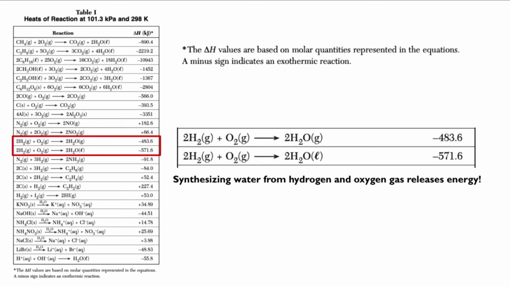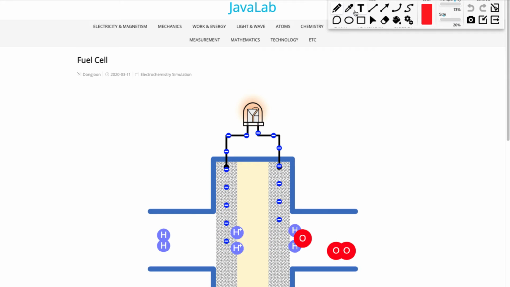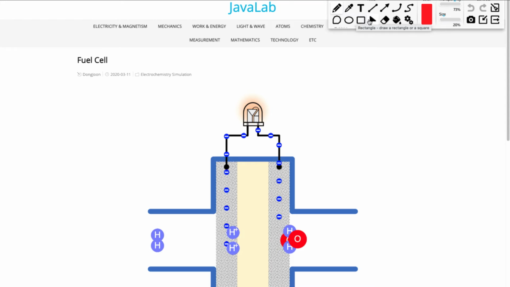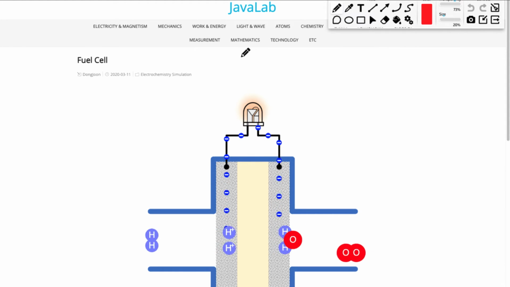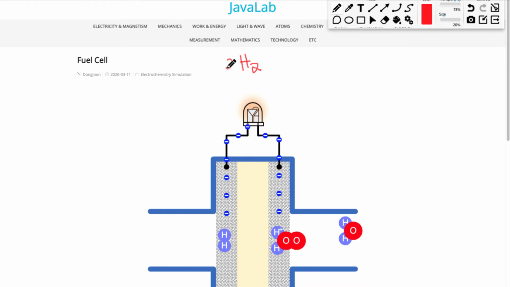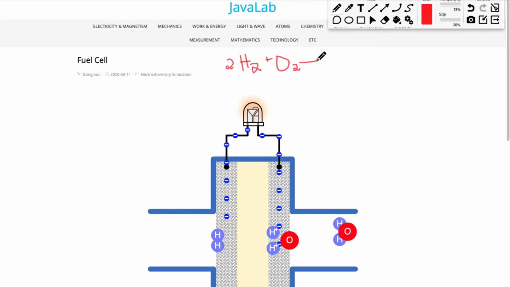This is really exciting because this reaction could be used in a voltaic cell. Let's take a look at this fuel cell that has the reaction occurring and think about what's really going on here. So this is showing us our reaction, our H2 reacting with O2 to form H2O.